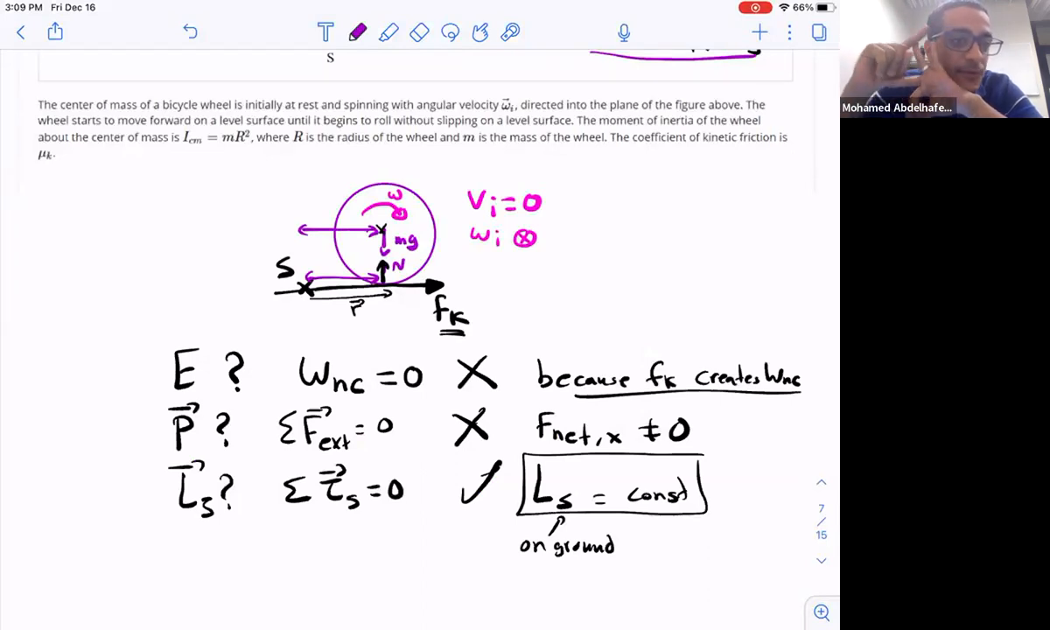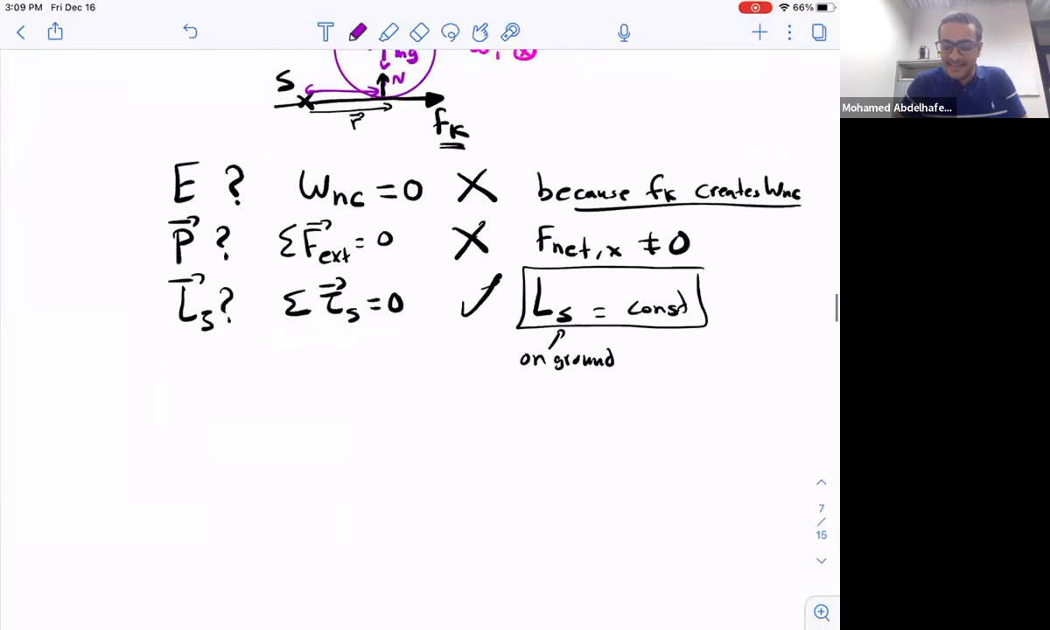Draw the free body diagram first, and then go into the three things. Energy is conserved if there is no non-conservative work, like no kinetic friction, basically. Momentum is conserved if all the external forces cancel out in the x direction, for example, in the particular direction. And angular momentum is conserved about a point if there is no torque, if you can find the point in space where the torques cancel. And we found this point here, a point on the ground.